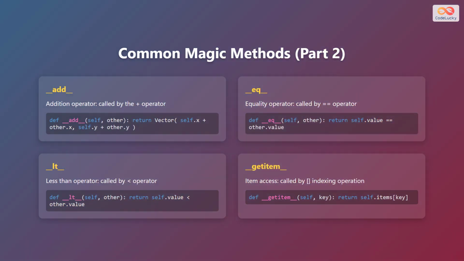Let's explore more common magic methods. The addition method, that is underscore underscore add underscore underscore, defines the behavior of the addition operator, that is the plus symbol. The equal method, that is underscore underscore eq underscore underscore, is used when you compare if two objects are equal using the equivalence operator, that is double equal symbols. The less than method, that is underscore underscore lt underscore underscore, determines if one object is less than another using the less than operator. Lastly, the get item method, that is underscore underscore get item underscore underscore, enables item access using square bracket indexing.